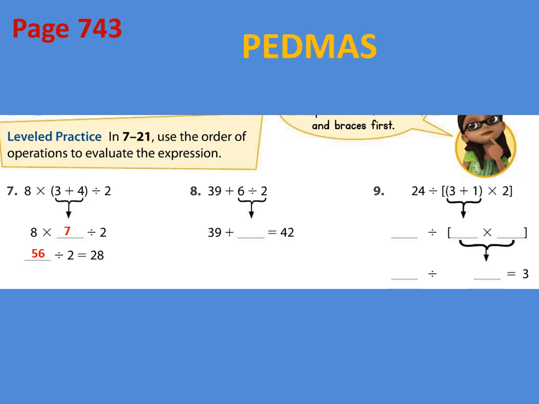There is addition operation and division operation. Of course, we must begin with the division. Remember our golden word, BIDMAS. What's 6 divided by 2? Yes, it's 3. 39 plus 3. Yes, it's 42, the final answer. Question 9.